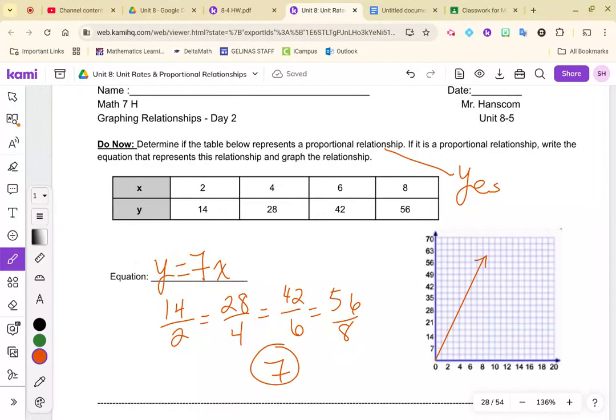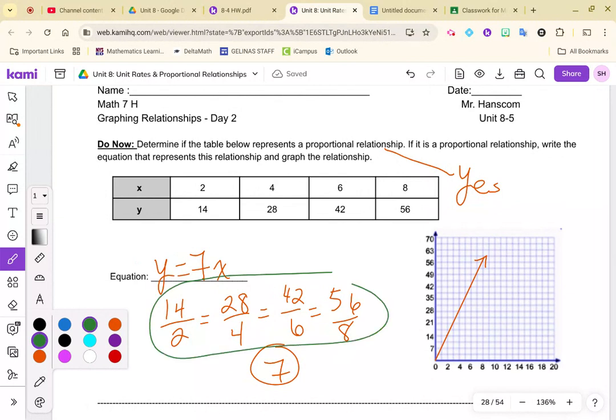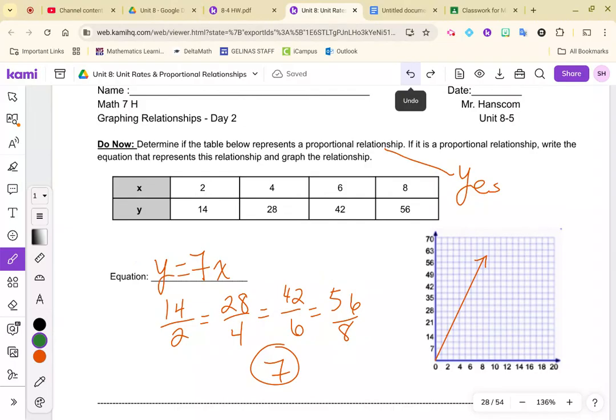In the table, I just divided all of the y values by the x values, or the second parts of the table divided by the first parts of the table, and that is what you see right here. So I did all of that, and I got 7 every single time. So that meant it was proportional, and the graph also proves it as well, because this graph is a straight line that goes through (0, 0). So yes, it's proportional, and it's y equals 7x.